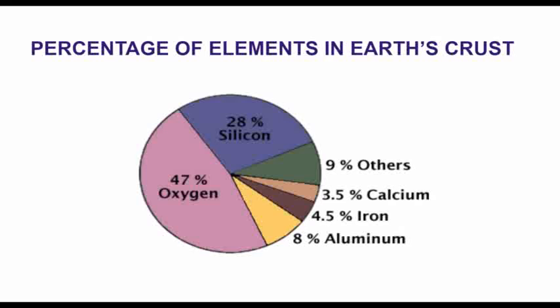See the percentage of elements in the Earth's crust. 28% is silicon, 47% is oxygen, 3.5% calcium, 4.5% iron, 8% aluminium, and 9% others.